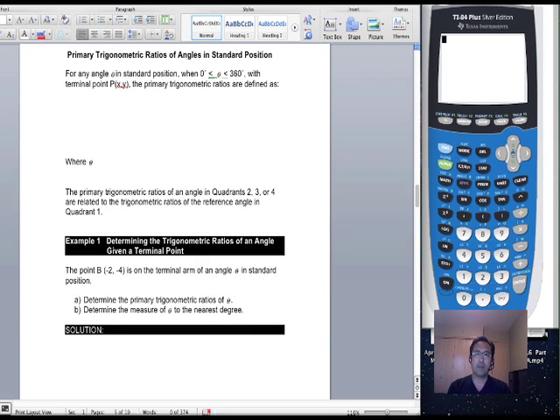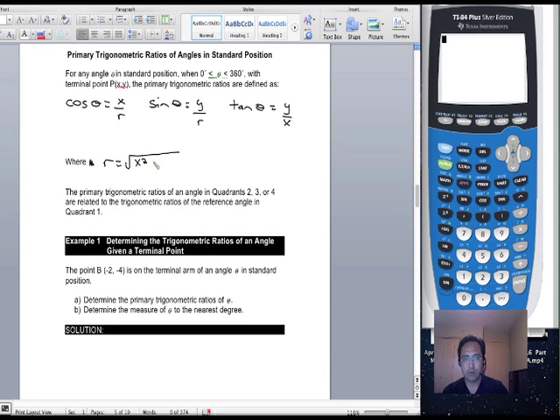Okay, so for any angle theta in standard position between 0 and 360 degrees with terminal point P(x, y), the primary trigonometric ratios are defined as follows. We can find cos theta as being equal to x divided by r. Sine theta is going to be equal to y divided by r, and we know that because this is in standard position with a unit circle, r is equal to 1. Tan theta is going to be equal to y divided by x. And r is just Pythagoras: r is equal to the square root of x squared plus y squared.